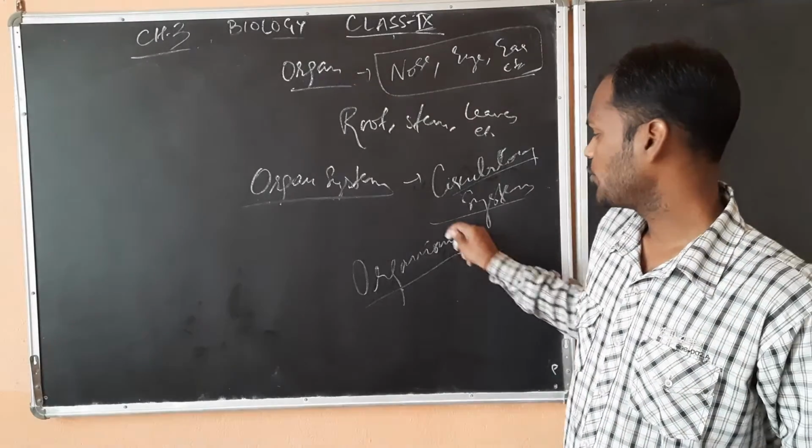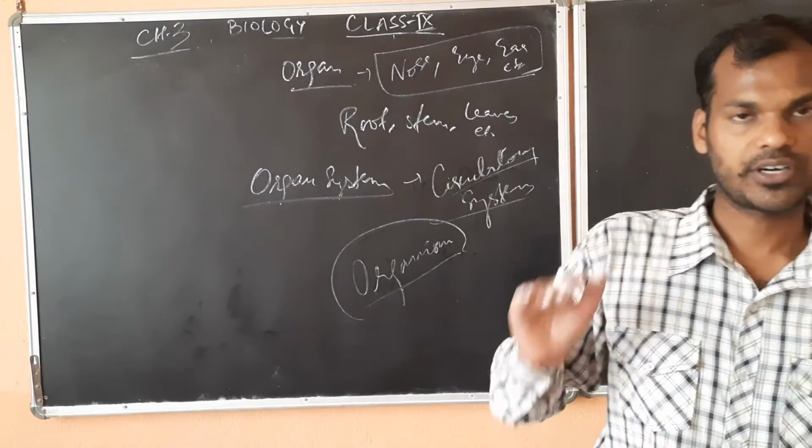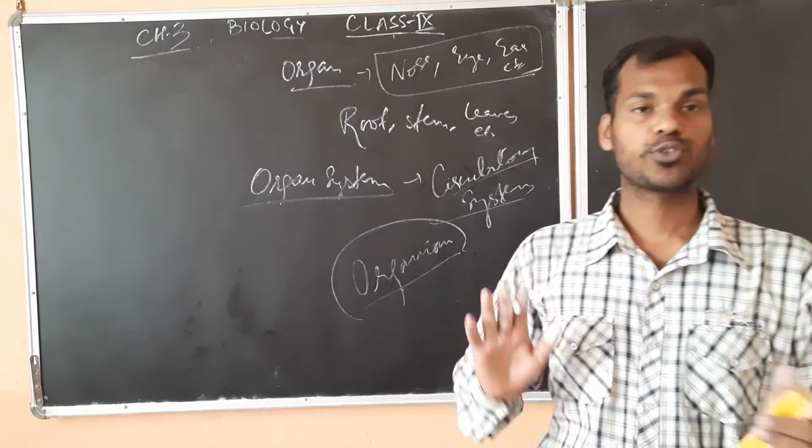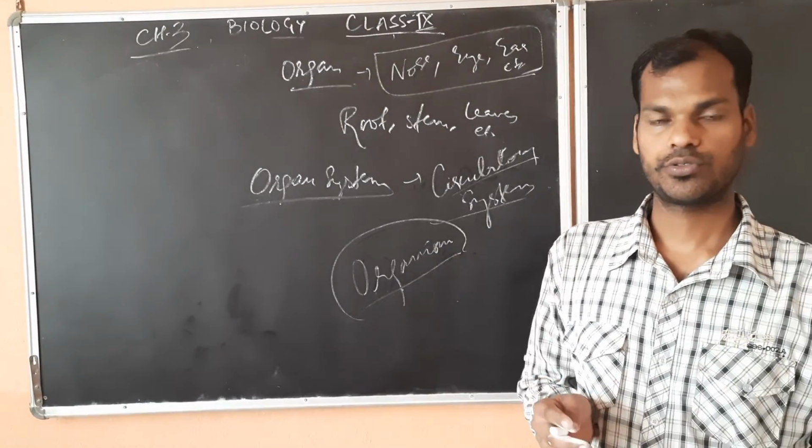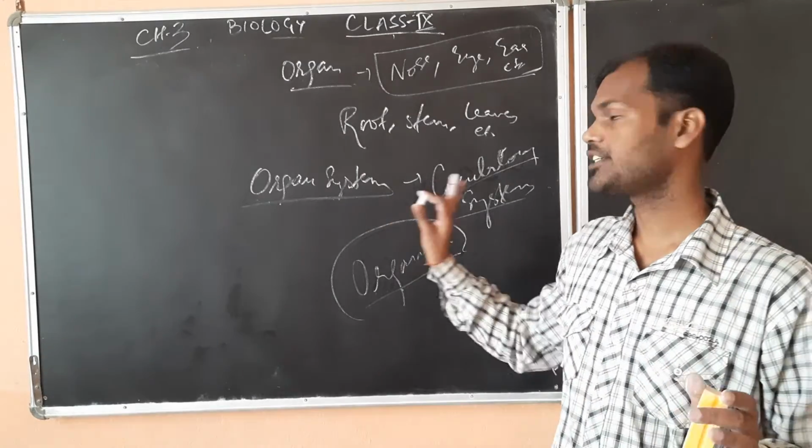Okay, so as a whole we have discussed here organs, organ system, organism, and also the neurons or the nervous tissues. Okay, so this completes your chapter.